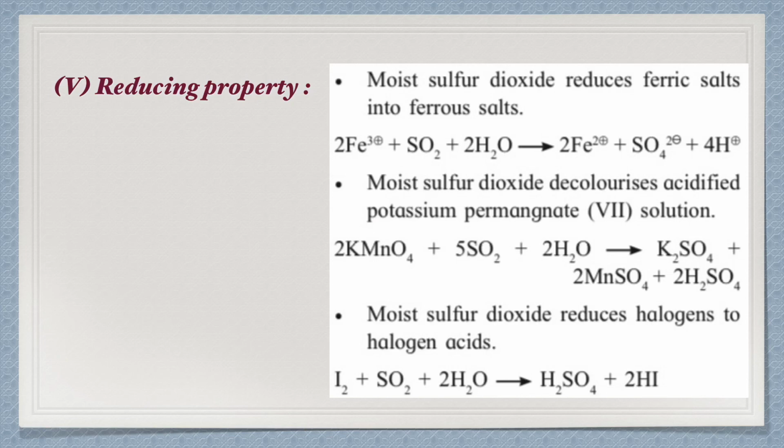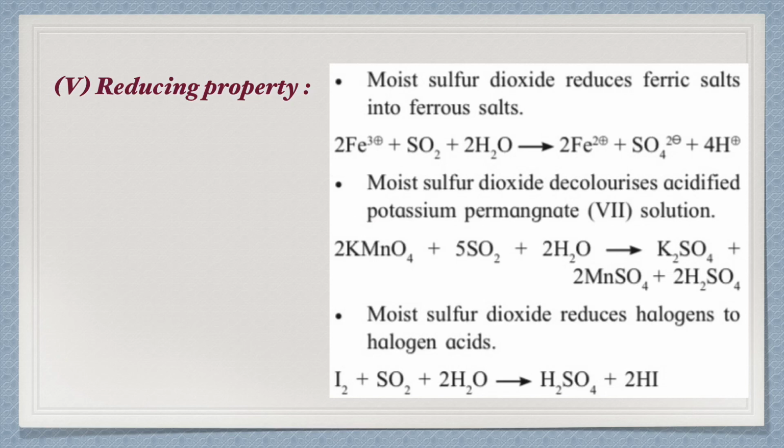Again, the last one, moist sulfur dioxide reduces halogens to halogen acids. So, sulfur dioxide and water will be there because it is moist sulfur dioxide. So, it reduces what? Halogen. I have taken iodine there. So, iodine I2 plus SO2 plus H2O will give me H2SO4 plus HI. Hopefully this is clear.